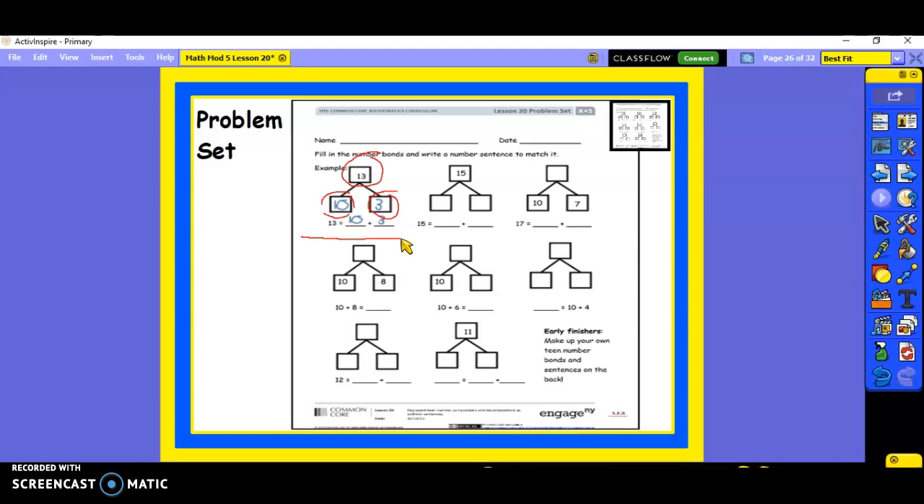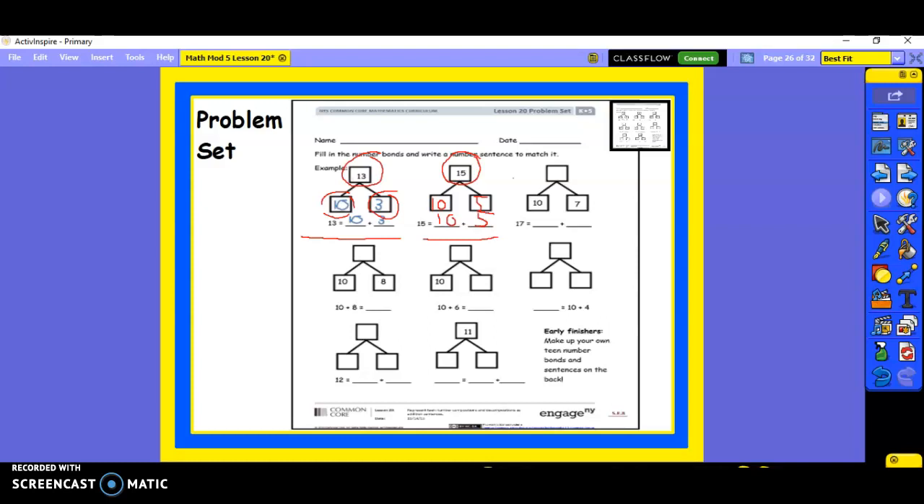Let's try the next one together. Okay, we have a whole of 15. That's right, just like we worked together. Let's split that 15 into two parts, 10 and 5. So we knew our whole first, so now we have to fill in our parts on our number sentence. 15 equals 10 plus 5. Good. Remember, you're splitting that number. You're decomposing it. You're splitting it into parts.